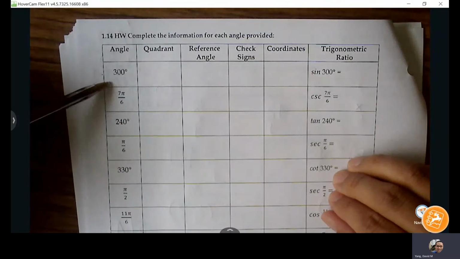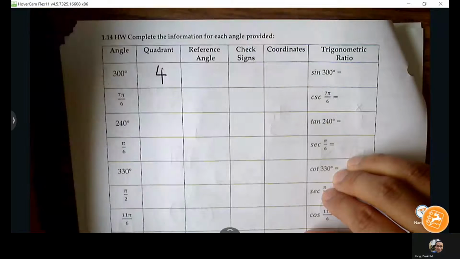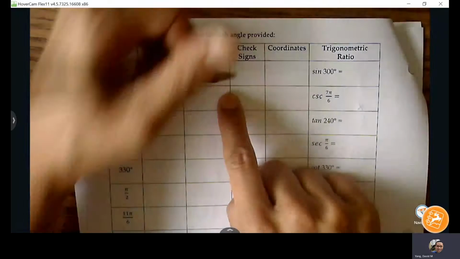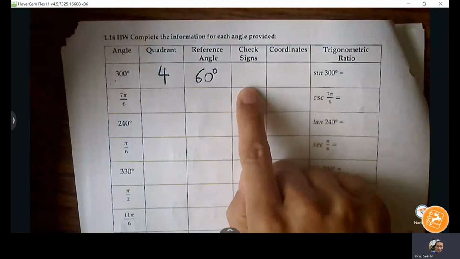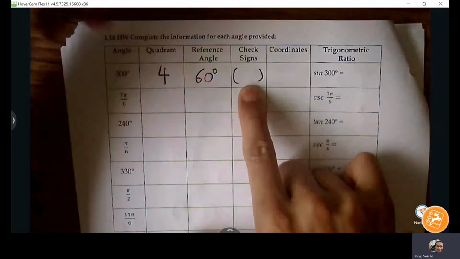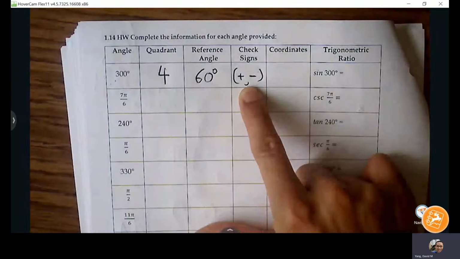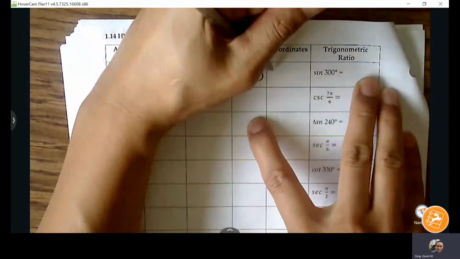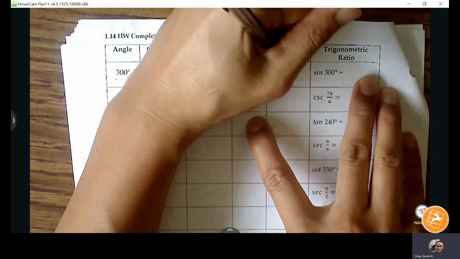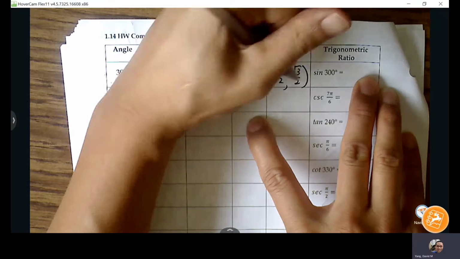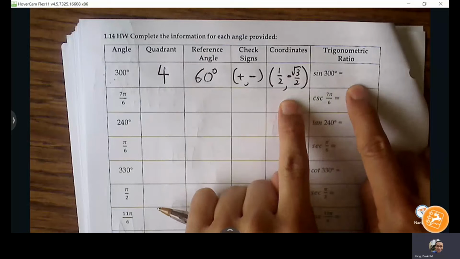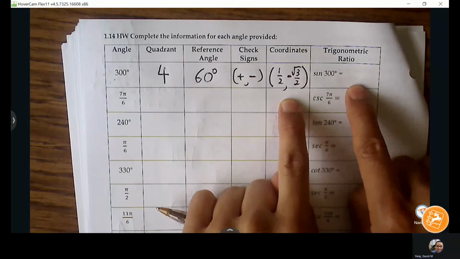300 degrees. Which quadrant is this in? Fourth quadrant, with a reference angle of 60. Good. You notice in the fourth quadrant, for the reference angle, we have to subtract from 360. So when I say check signs, that just means say what the x and y values are in terms of their signs. The ordered pair is going to involve 1/2 first, followed by root 3 over 2. We have to adjust the signs. And once you have the coordinate in front of us, it's a lot easier to interpret. Sine of 300 is just going to be equal to what? Yeah, negative.